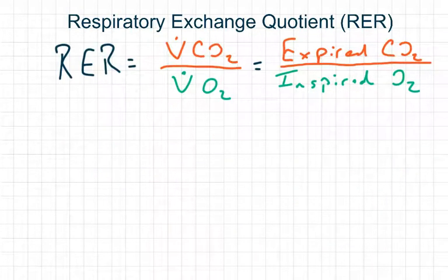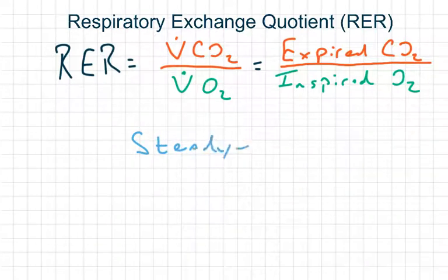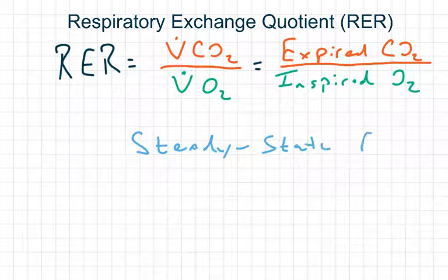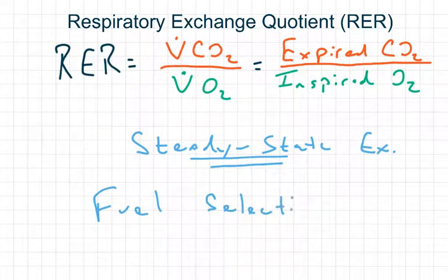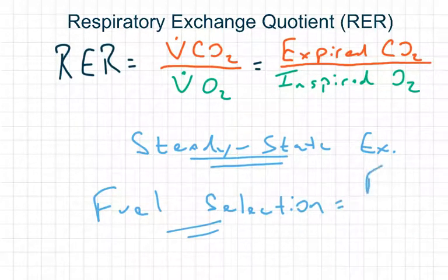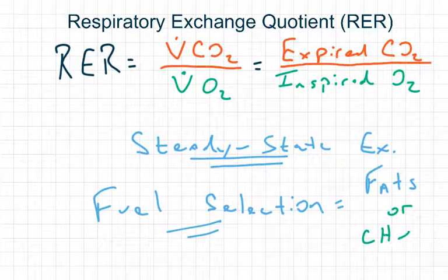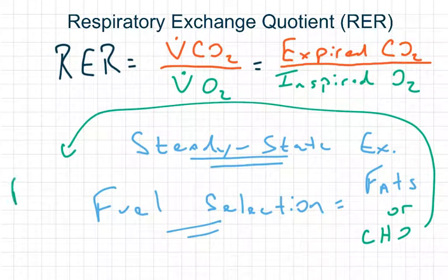And why is RER, or respiratory exchange quotient, such an important concept? Well, during steady state exercise, and I can't express this enough, we're talking primarily only in steady state exercise, it allows the researcher and the athlete to know fuel selection. What I mean by this is it allows us to know if the body is using primarily fats or carbohydrates as the fuel source.